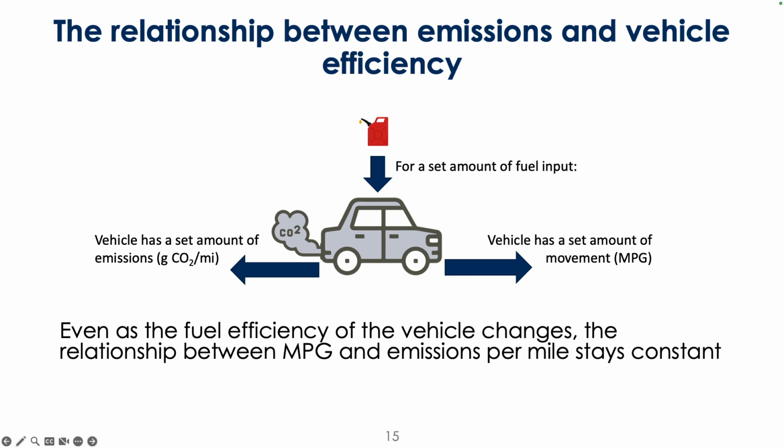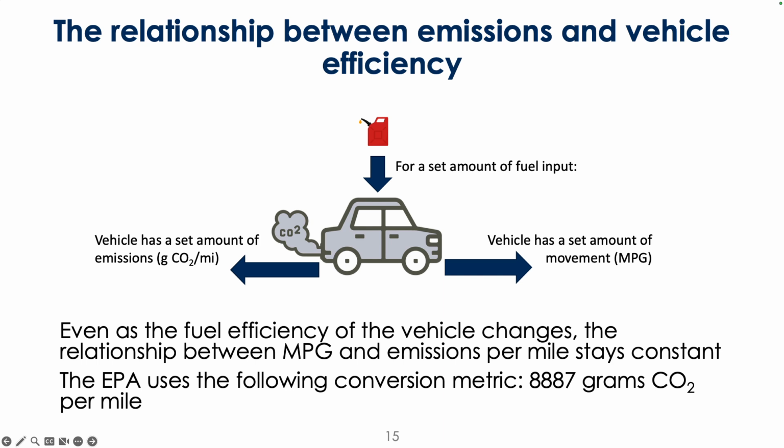So even as the fuel efficiency of the vehicle changes, the relationship between your MPG and emissions per mile will always stay constant, right? And so if I wanted to go between those two, the metric is this conversion number here, which is 8,887 grams of CO2 per mile. And so I can go between grams of CO2 per mile and MPG using this particular metric.